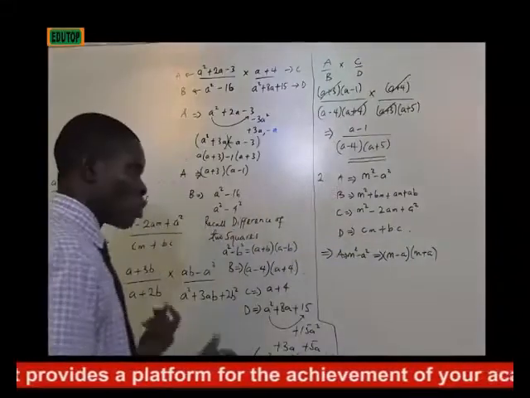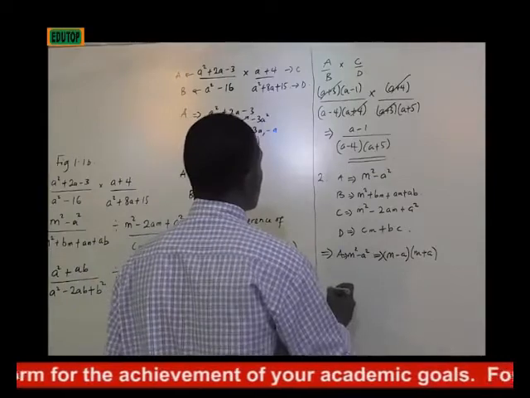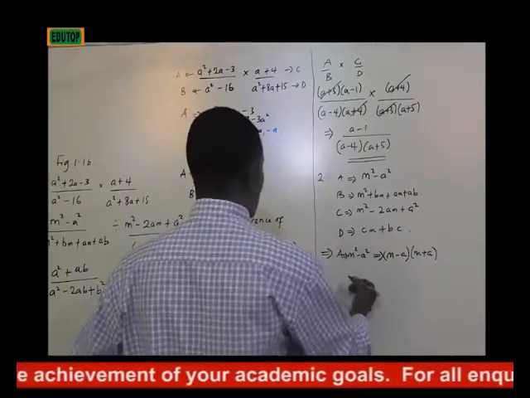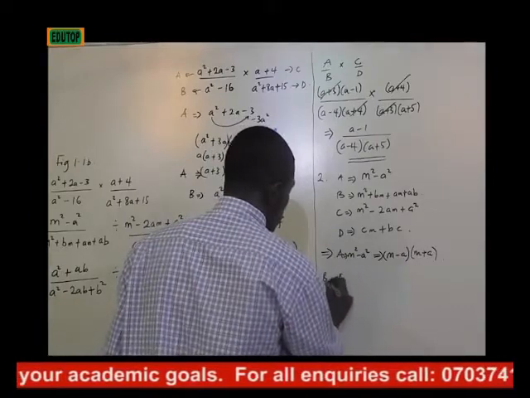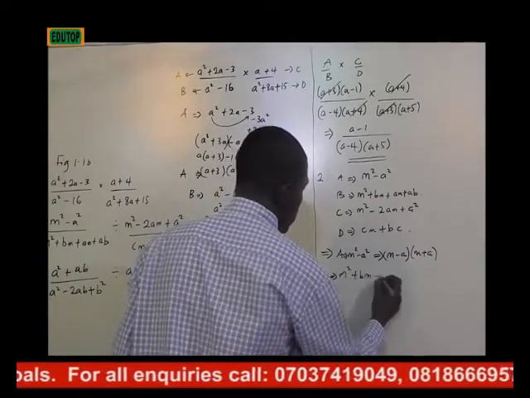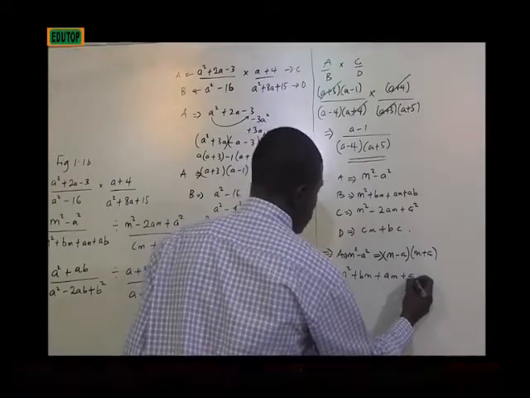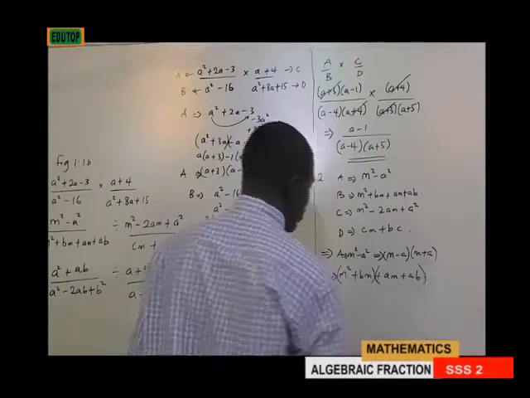Difference of two squares, which is no longer new to us. Then the B is, we have m squared plus bm plus am plus ab. So if we dissect these two, we can arrive at something meaningful.